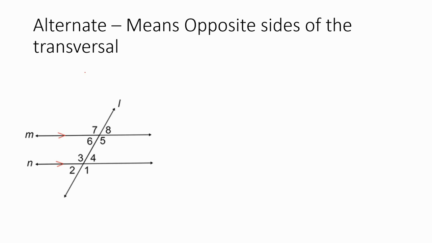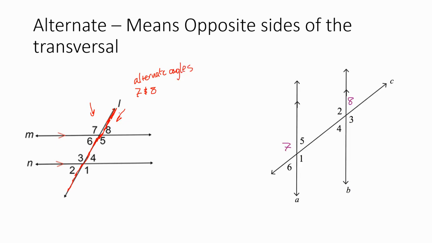We have a tiny bit more vocab to cover in this video lesson. Alternate means opposite sides of the transversal. Remember, L is our transversal. So an alternate angle would be an angle that's on the opposite side. For instance, 7 and 8 are on opposite sides of it. 7 and 8 are alternate angles. Our goal is to be able to find these alternate angles. So, your turn. Answer the question here.